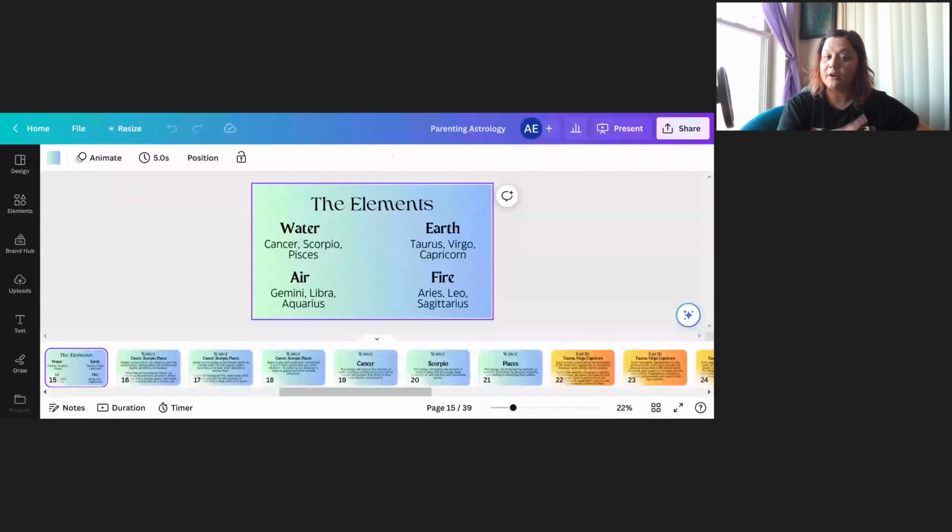Okay, so let's start with the elements. We have water, earth, air, and fire. Water is Cancer, Scorpio, and Pisces. Earth, Taurus, Virgo, Capricorn. Air, Gemini, Libra, Aquarius. And fire, Aries, Leo, and Sagittarius.